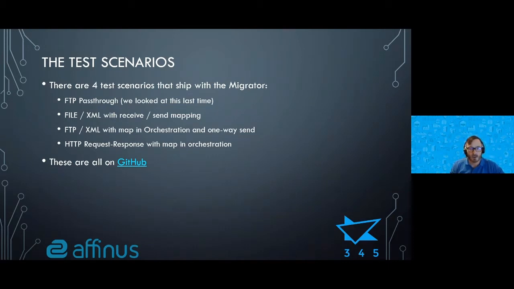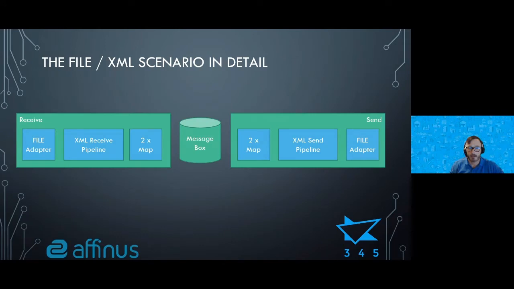So these are all on GitHub. What we're going to look at today in a bit more detail is the XML scenario. As you know, in terms of what this solution looks like in BizTalk, I'm not going to dwell on this because you all know this. But on the receive side, we have a file adapter, and the file adapter is the thing that picks it up off the file system.